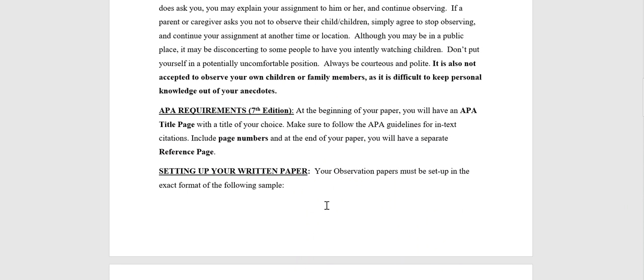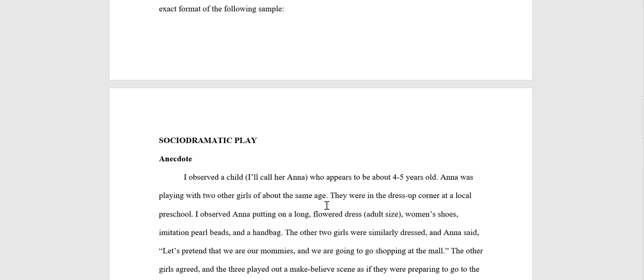If you're following 7th edition APA, you would have a title page, you would have page numbers and a reference page. If you're still following 6th edition, which I'm still accepting right now, you would also have a running head. Setting up your written paper would look like something like this.